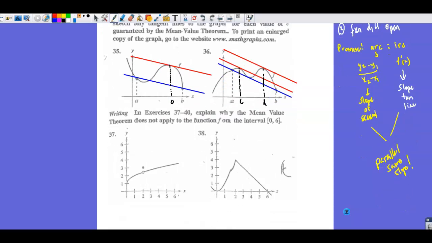For 37, they're telling us straight up the mean value theorem does not apply, so we have to go to conditions, and right away I can see that this given function is not continuous on the closed interval, so the mean value theorem cannot guarantee anything. In 38, my eyes go directly to a sharp turn, and so there's no derivative at that sharp turn. Therefore, I would say that f of x is not differentiable, specifically at x equal to 2 or on the interval. Therefore, the mean value theorem does not apply. Conditions are not met.